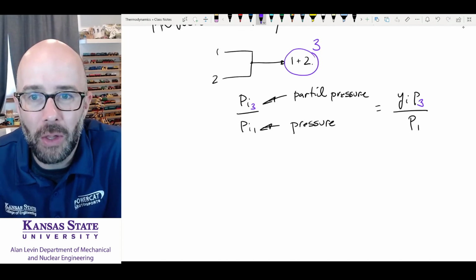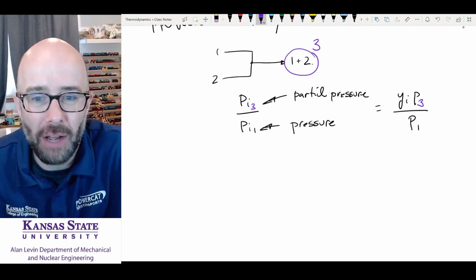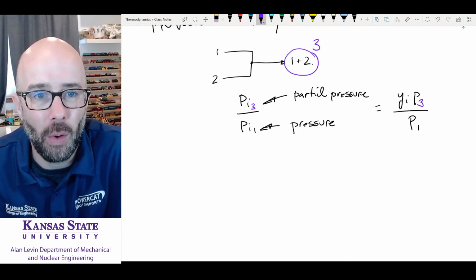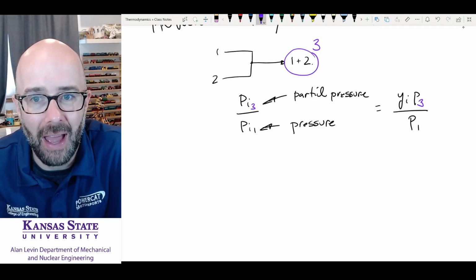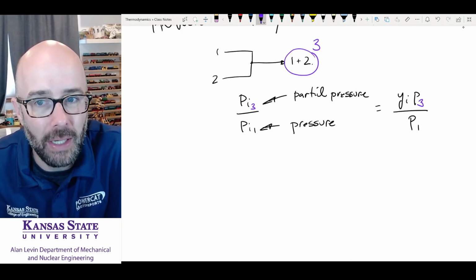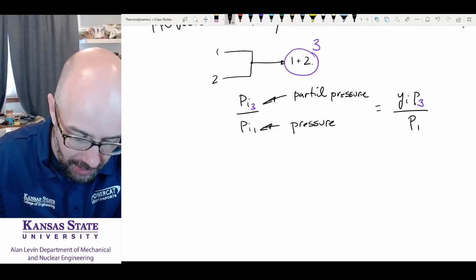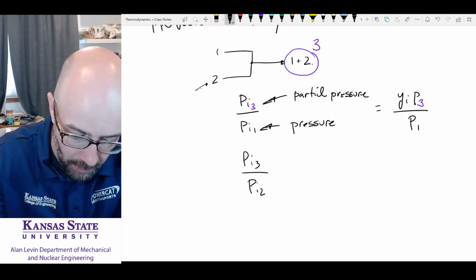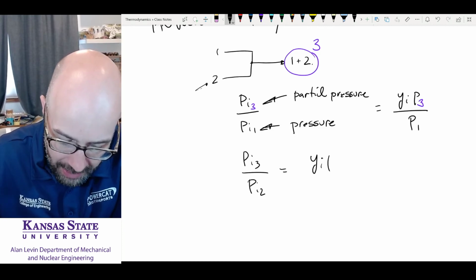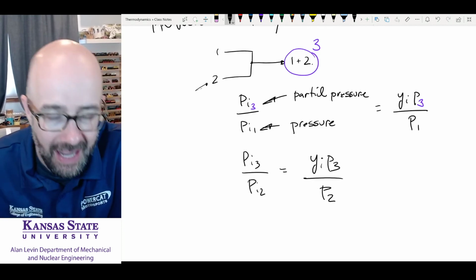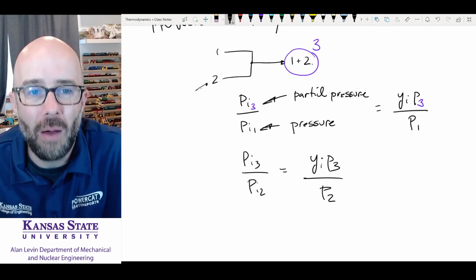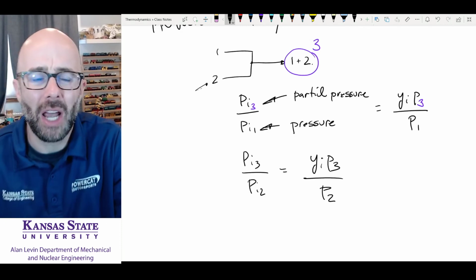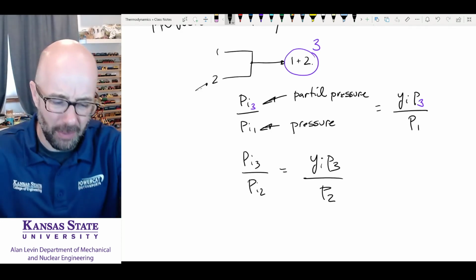Now when it's mixed together in 1 and 2, now you're part of the mixture. You're part of it, so you have to look at the partial pressure at that state 3. And same thing, you would have Pi3 over Pi2 if we're looking at this state 2. And that would equal Yi P3 all over P2, because in state 2, you were 100% of that mixture. But then when you mixed, it changed. And this drives people nuts. This drives people nuts, okay?